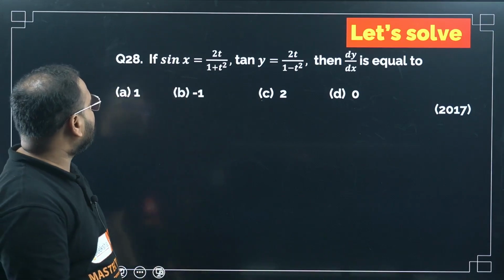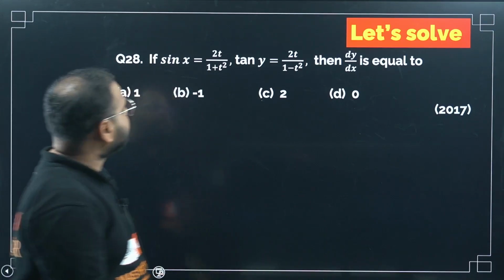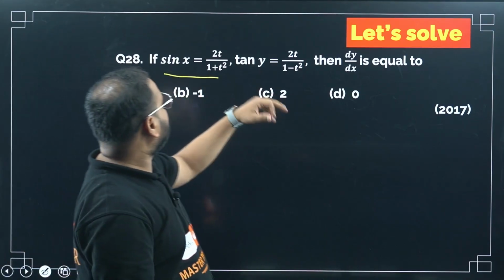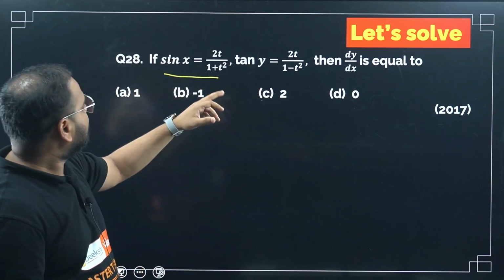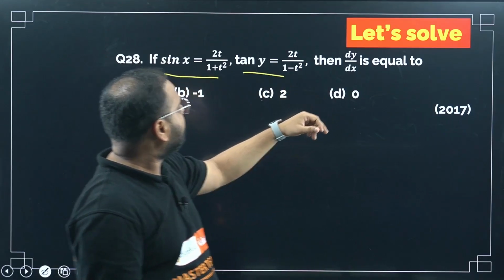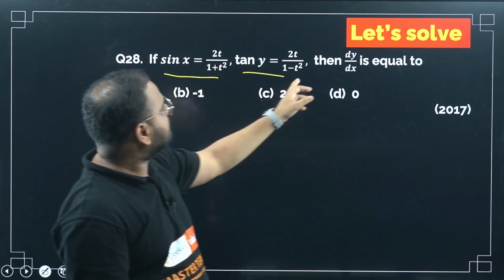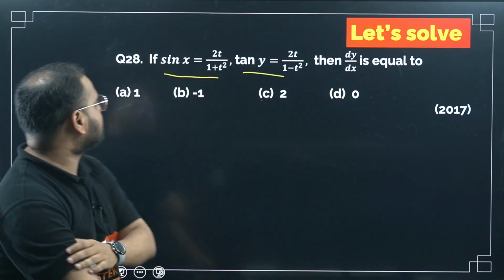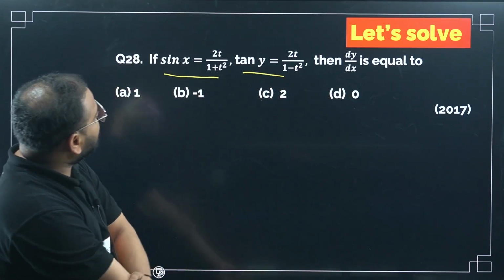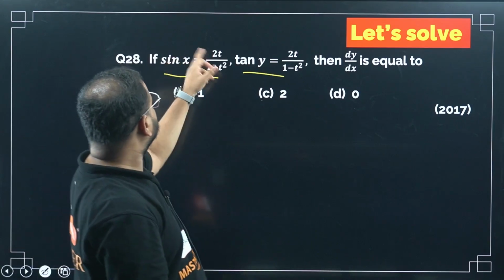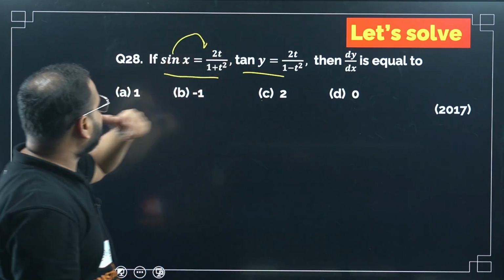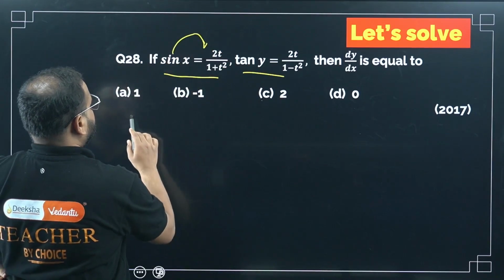Okay, let's move ahead. Sin x is given in this term, and tan y is given in this term. We have to find dy by dx. Can I separate this? Can I move this over here? Yes, let me try.